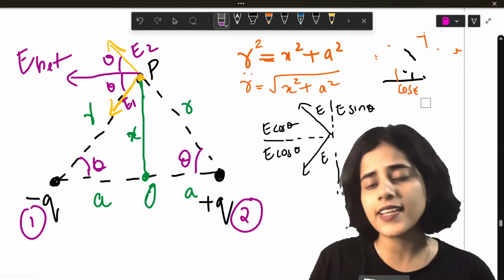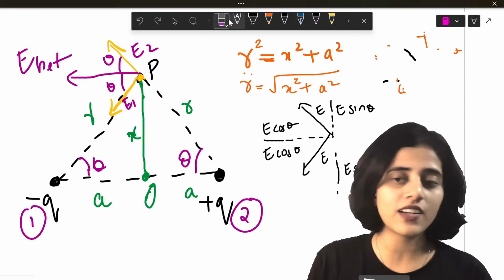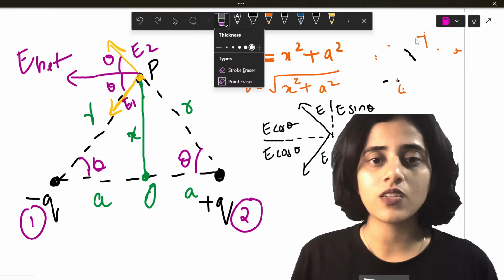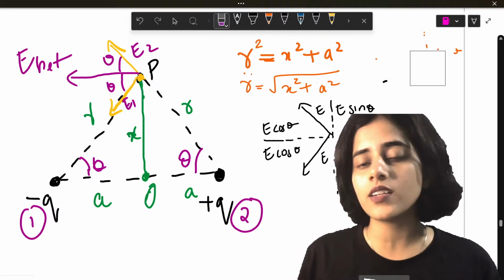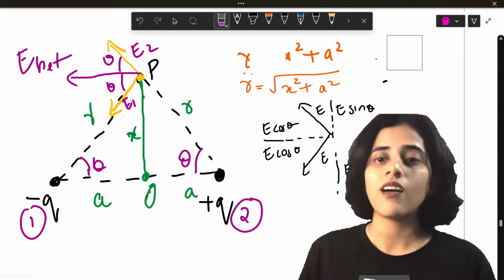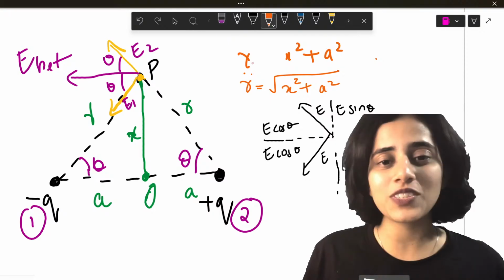Why is my eraser not working? My cos theta and sin theta does not want to go away from the board. Eraser, please work. Wherever I don't want it, it has worked. So what was it here?